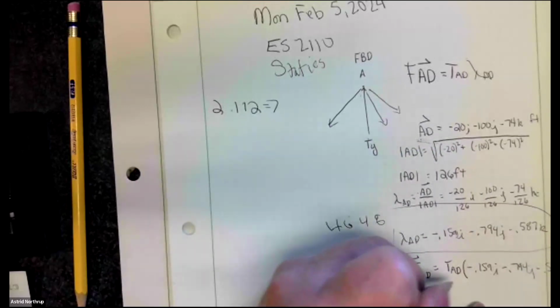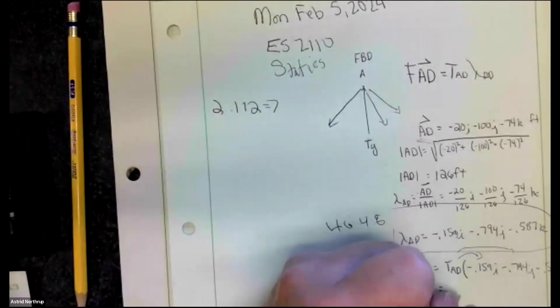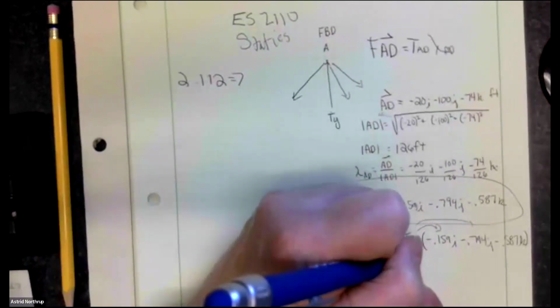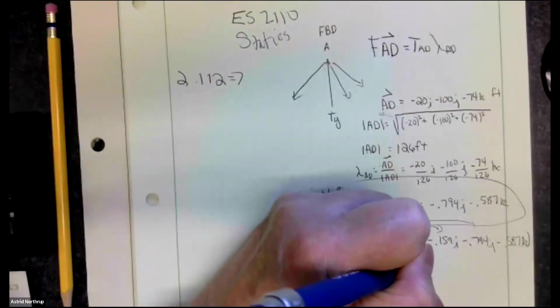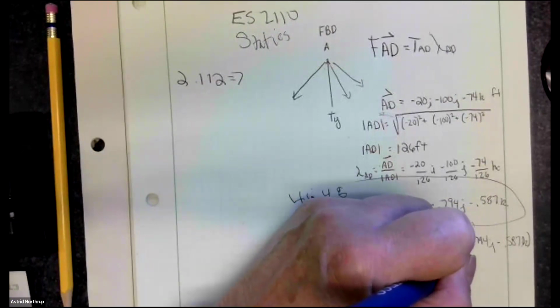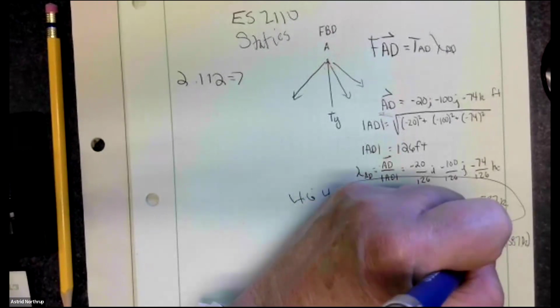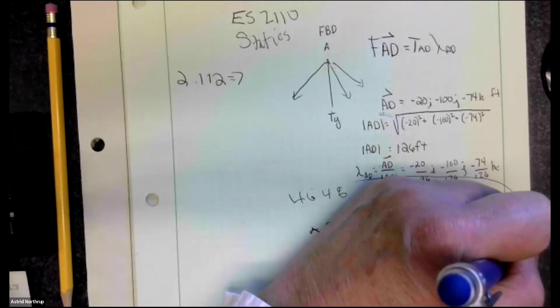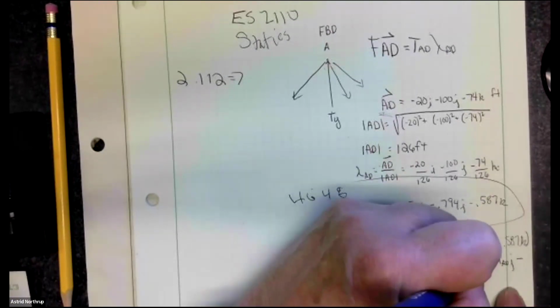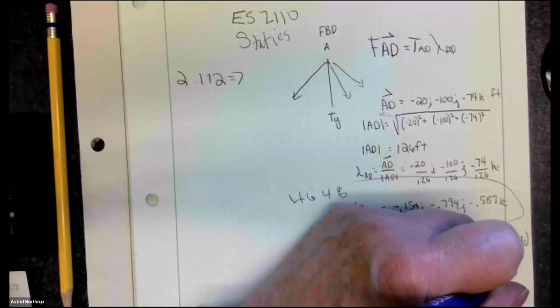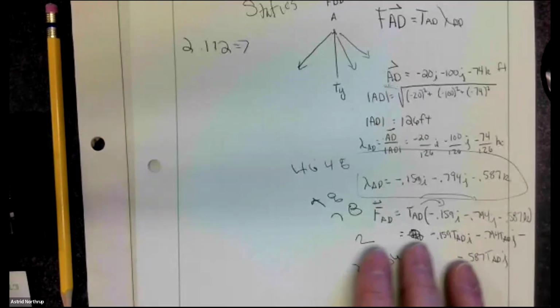Or it's more useful when we distribute this TAD through, and in some cases we might have a value. Here we don't have a value, right? But we could write that as negative 0.159 TAD I minus 0.794 TAD J minus 0.587 TAD K. So you can see another part of this when you work these problems is to stay organized.